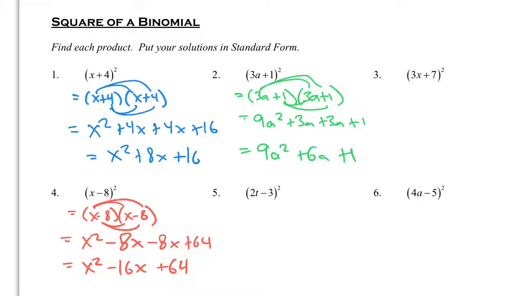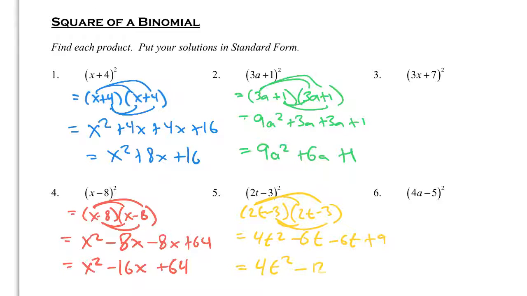2t minus 3 squared. So I write it twice. 2t minus 3, 2t minus 3, and we distribute: 4t squared, minus 6t, minus 6t, plus 9, equals 4t squared minus 12t plus 9. All right, so we went through those quickly. Pause it if you need to catch up.